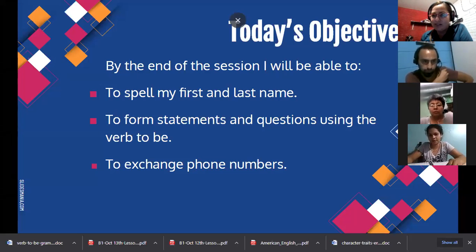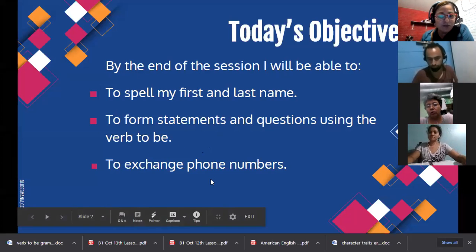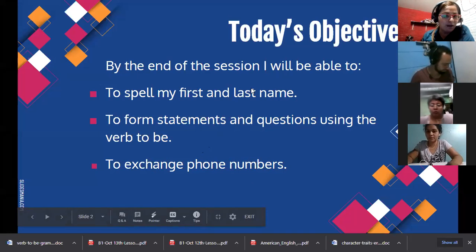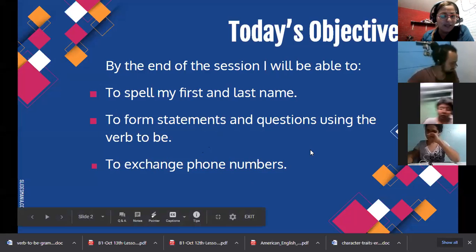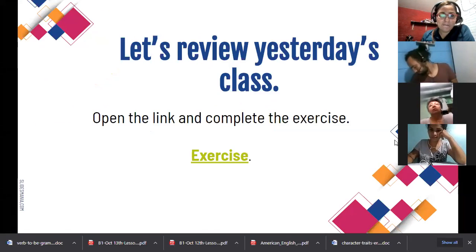Yo sé que eso ya lo estuvieron practicando en la plataforma, but we are going to interact today with our classmates, con nuestros compañeros. We are going to form statements and questions with be, with the verb to be, and we are going to exchange phone numbers, okay? Por eso espero que todos ya hemos completado esta parte para que aquí estemos reforzando, all right?